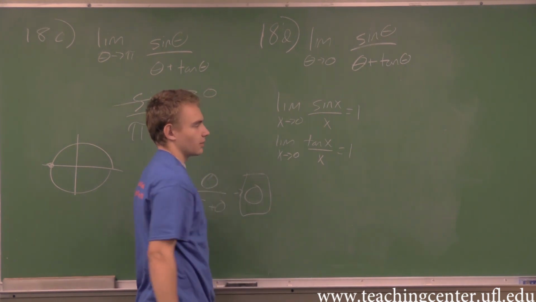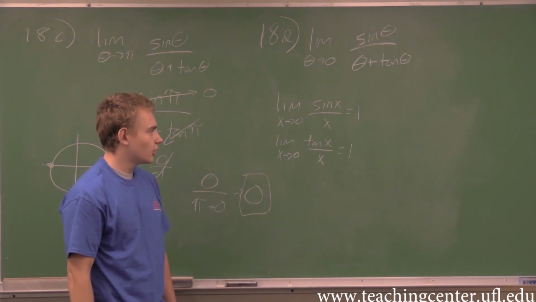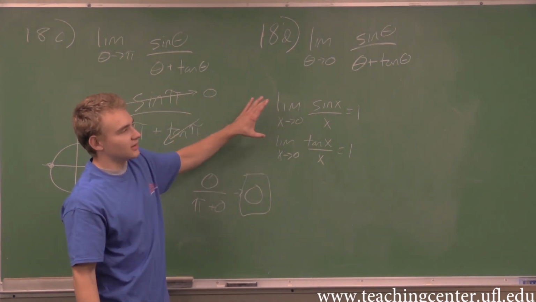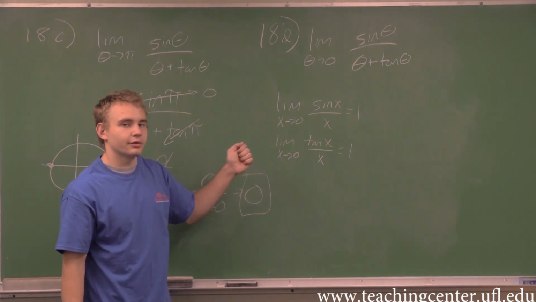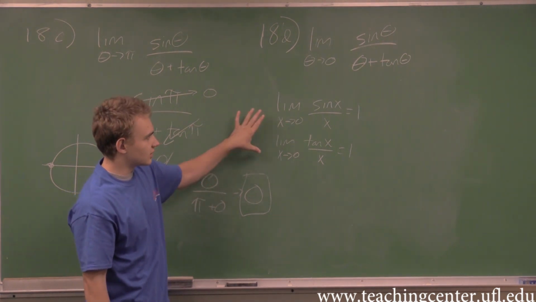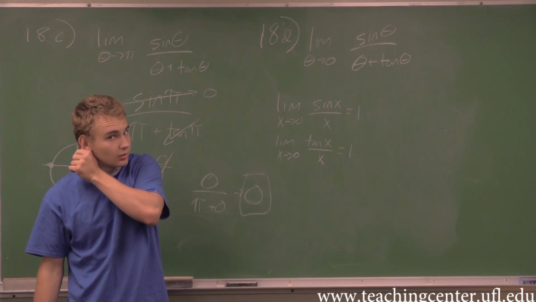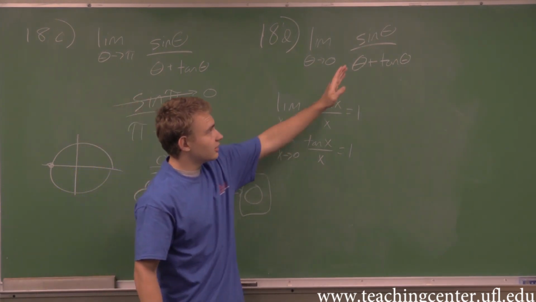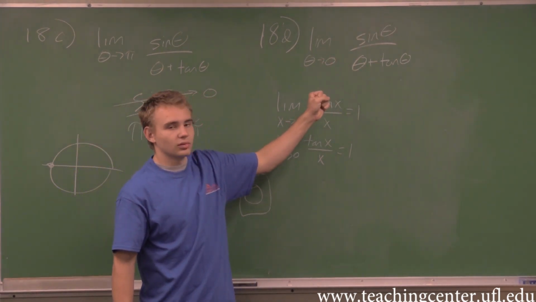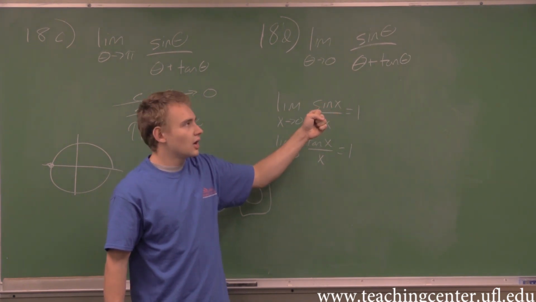Tan acts the same way as sine in this case. So if we can get these, we're probably going to get it right, okay? Because this is an easy simplification that would be great if we had it. Here it's not so simple to see, okay?